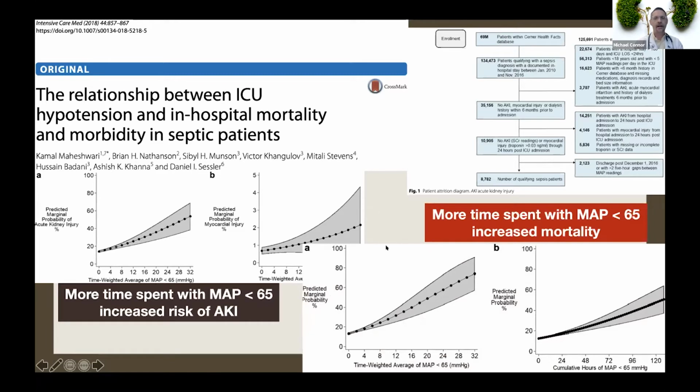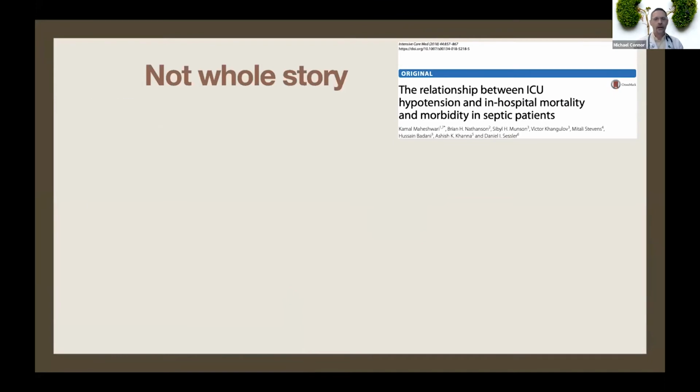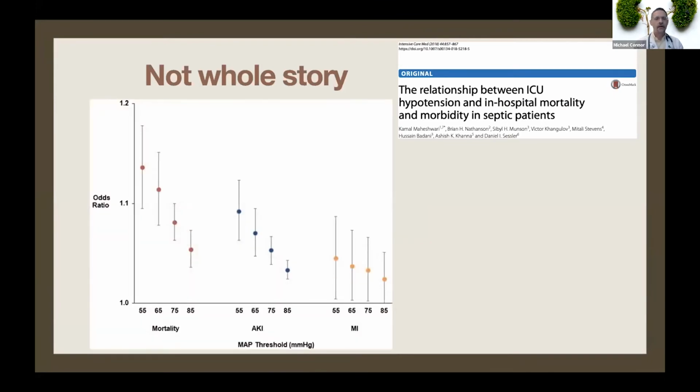So in this study, MAP of 65, which was used as the cutoff, seemed to be appropriate, that maybe the MAP of 65 is correct. But it's not really the whole story. If you look further into this trial, they show that as your MAP thresholds increase, your risk of mortality continues to go down, even at these higher blood pressures. If a higher MAP is not beneficial, then we should have leveled off here at a MAP of 65, and we didn't.